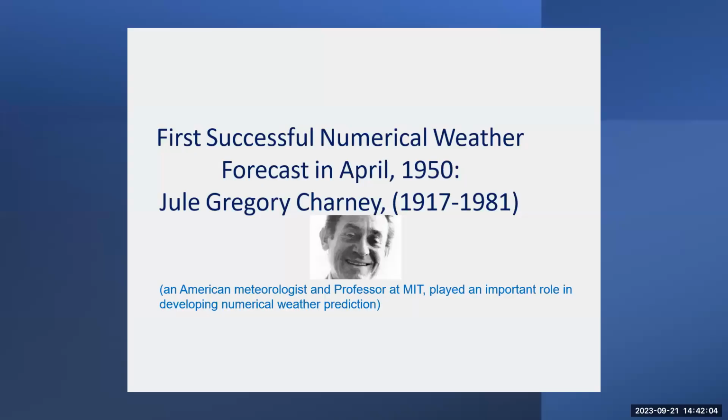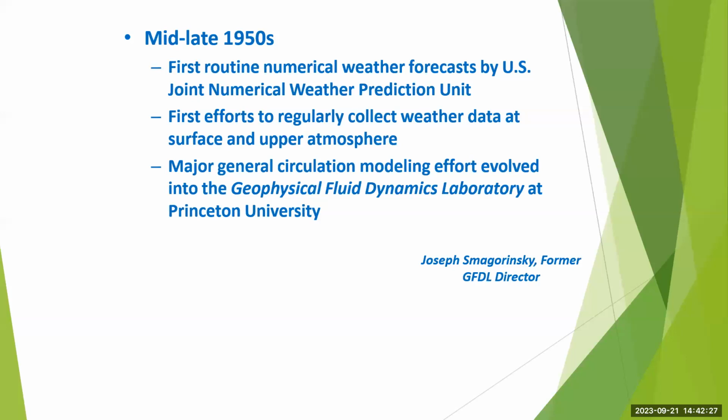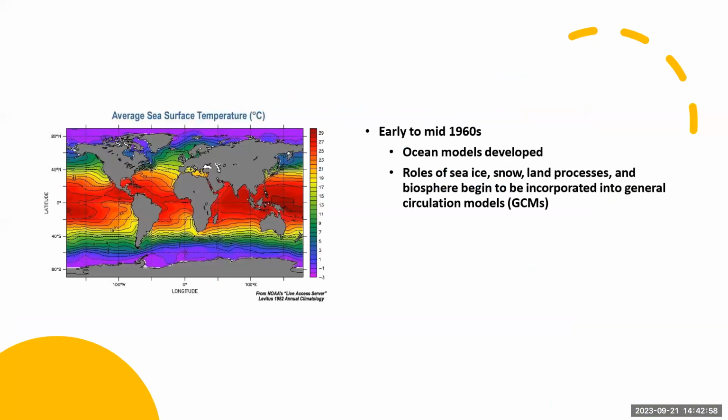So those were the constraints, but still going ahead, it came as perhaps the first successful numerical weather forecast in April 1950, by Jules Gregory Charney. He was an American meteorologist and professor at MIT who played an important role in developing numerical weather prediction. So that is 1950. And in the late 1950s, the first routine numerical weather forecast was done by the US Joint Numerical Weather Prediction Unit. Thereafter, first efforts to regularly collect weather data at the surface and upper atmosphere began. And then a major general circulation modeling effort evolved into the Geophysical Fluid Dynamics Laboratory at Princeton University. I think this is one of the details referred to here with the name of the then director of GFDL. And in the early to mid 1960s, ocean models were developed.